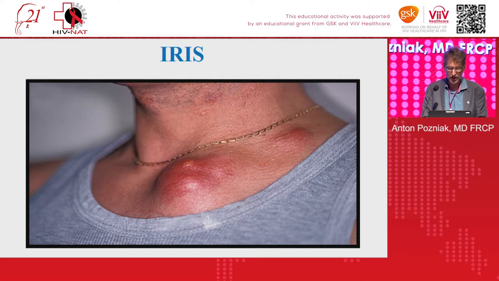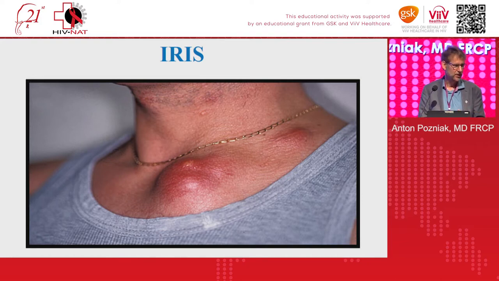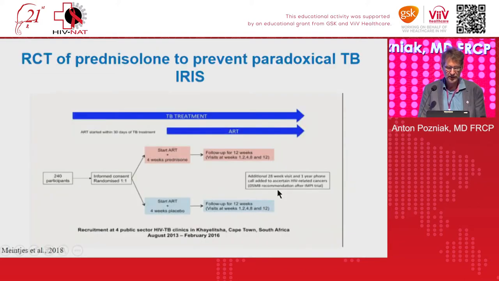So IRIS syndrome is a headache, a real headache, because you've got patients starting on anti-TB treatment that you're trying to make them better, and suddenly you're making them worse. And they develop, this is a patient with large lymph nodes, characteristic, this dusky red stuff, and you can see it's about to burst, this abscess from a lymph node. And so what can we do about this in terms of treatment?